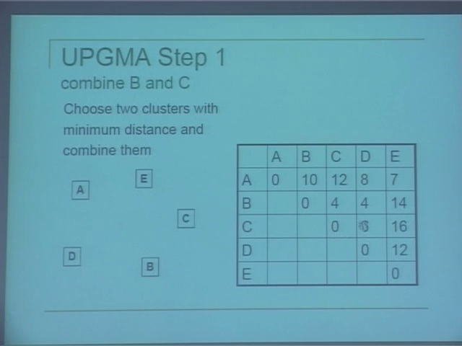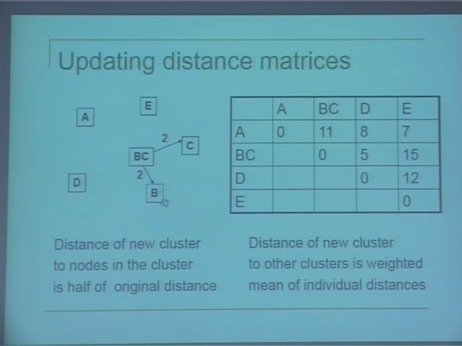So we first try to combine BC or BD. Let's see what we are going to do. This particular run chose to combine BC. After combining BC, we introduce a new group node which represents the group which contains B and C. And we update our distance matrix. We remove B and C from the distance matrix, and we put this group instead.